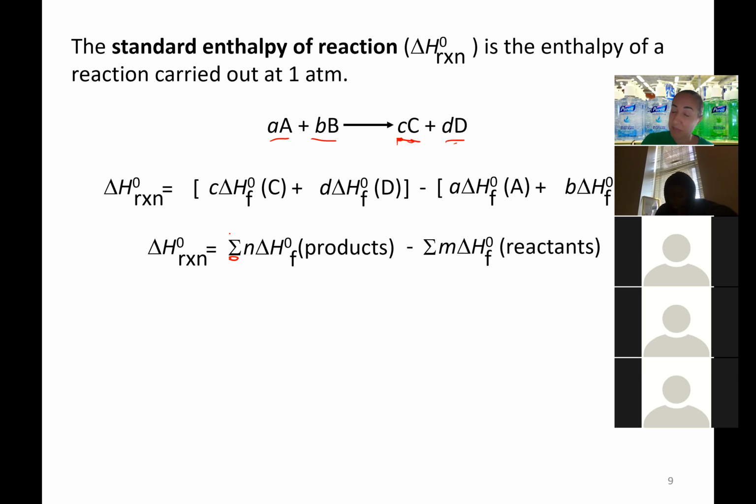Because if we didn't have this, then we would have to individually go through all of the steps of all of the reactions and add them all up. We don't have to do that. All we got to do is take products minus reactants. We're done. Do you guys have any questions on this?